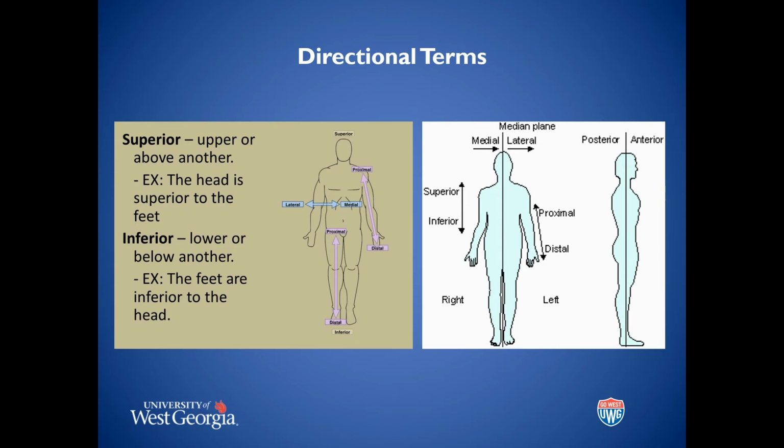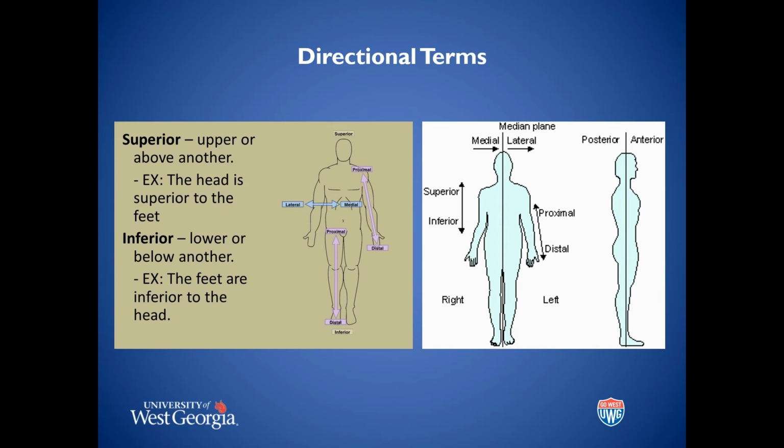You then have proximal and distal. Proximal is things that are closer to the center of the body. So think your core, your chest area. Distal is further away from that. So your fingers are distal to your elbow, and your shoulder is more proximal than your elbow. And so you can see that comparison.